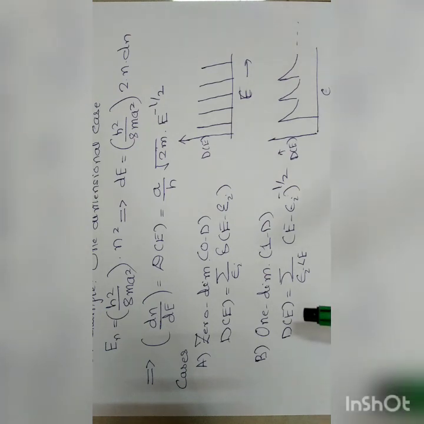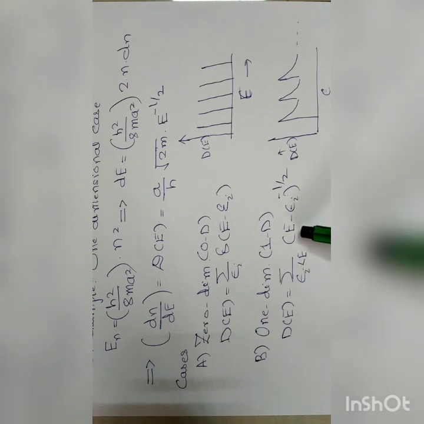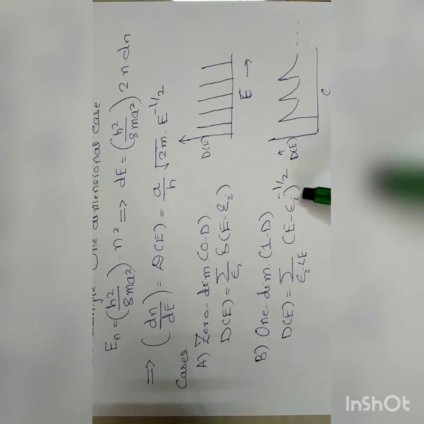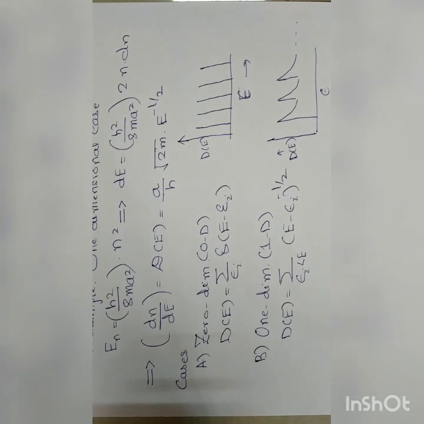The second case is one-dimensional. Just now we have solved that equation. Density of states D of E is equal to the sum over Ei less than E of (E minus Ei) raised to minus 1 upon 2, that is what we have obtained. And if you plot this equation as a graph, D of E as a function of E, what you see is a peak that gradually decreases, again rises, again decreases, and this is how the density of states varies in the one-dimensional case.